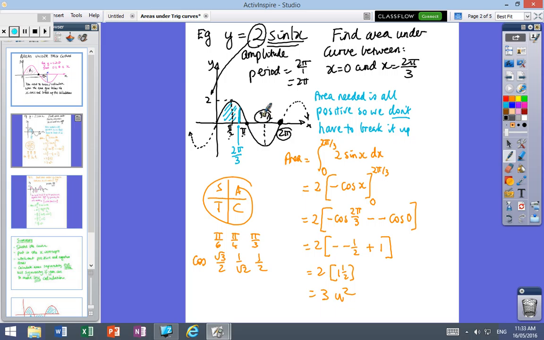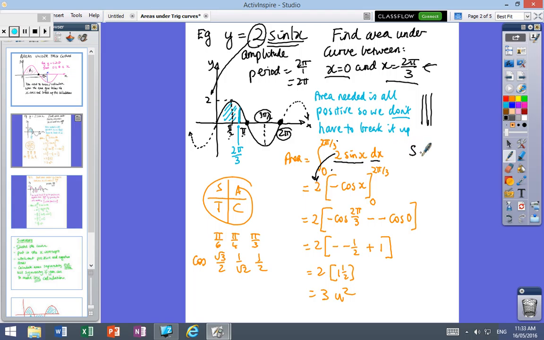So in this particular case, if I'm going from 0 to 2 pi on 3, 2 pi on 3 is less than pi, so I am in the first loop. So the area is all positive, so we don't have to break it up into smaller areas. Okay, so I set up my area integration. I don't have to worry about breaking up. So the area is the integral from 0 to 2 pi on 3 of the function with respect to the variable x. First thing is I always get to bring out the number 2.